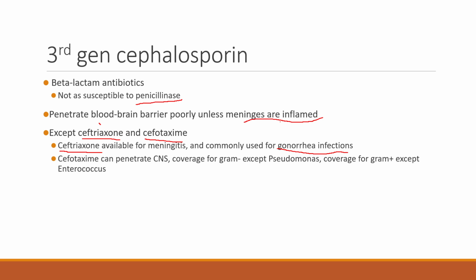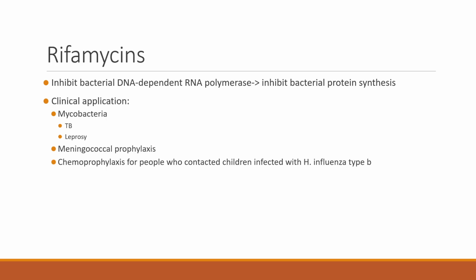And the second one is ciprofloxacin. This can also penetrate the CNS, the blood-brain barrier, and covers most of the gram-negatives except Pseudomonas, and also covers most of the gram-positive bacteria except Enterococcus. But still, the first choice for meningitis in this case is ceftriaxone.